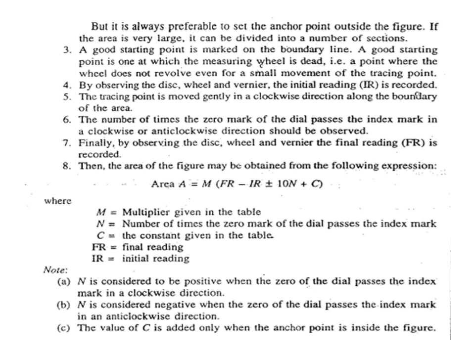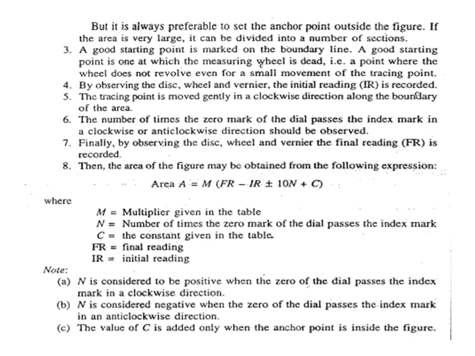If the area is very large, it can be divided into a number of sections. A good starting point is marked on the boundary line. A good starting point is one at which the measuring wheel is dead, that is, a point where the wheel does not revolve even for a small movement of the tracing point.